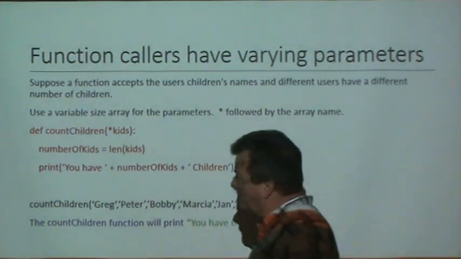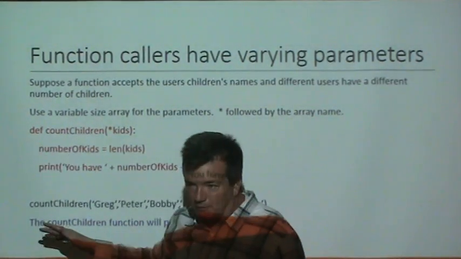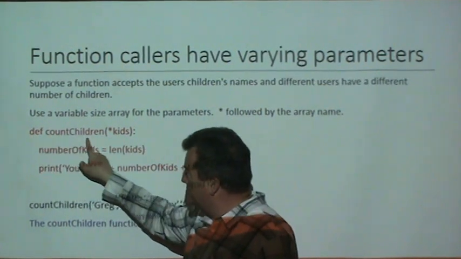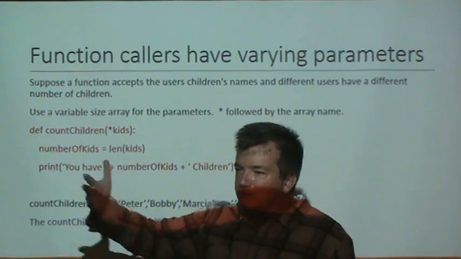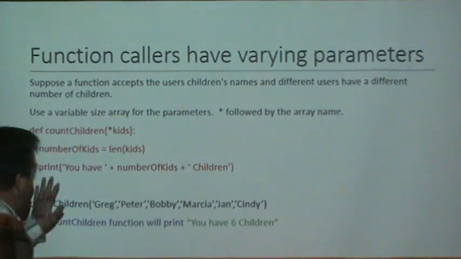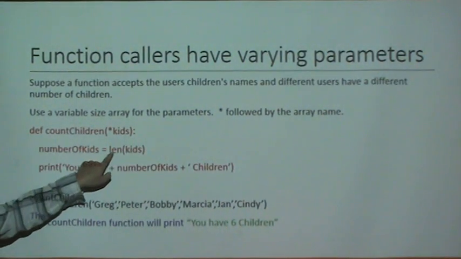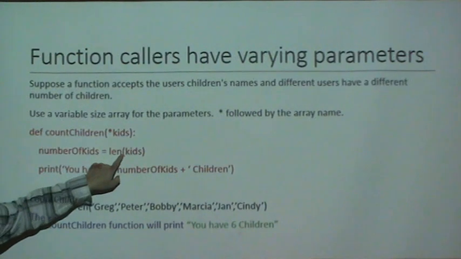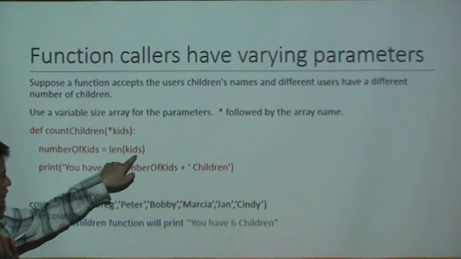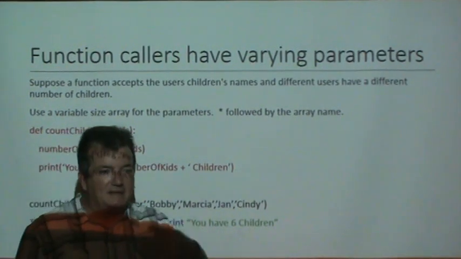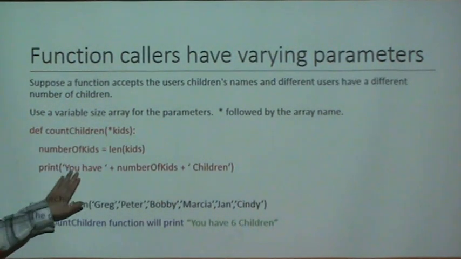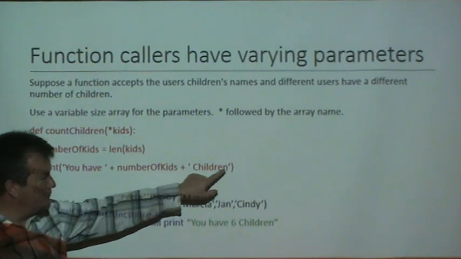So for example, we can write a function that counts how many children you have. So we'd say define, the name of the function is count children, and the input is a variable size array of all your children's names. Then I'm going to have a variable called number of kids equals, I'm going to call the length function, supplied by Python, you don't have to write it. The length function, you would pass in as an input an array, and it tells you how many elements are in the array. And then I print out you have however many elements are in the array and children.